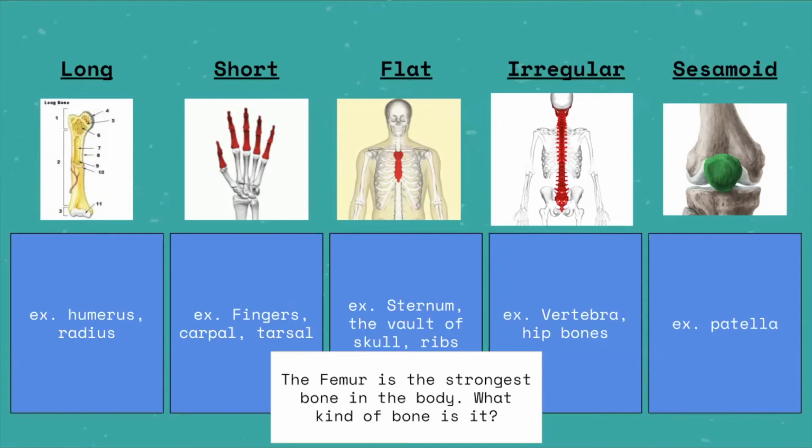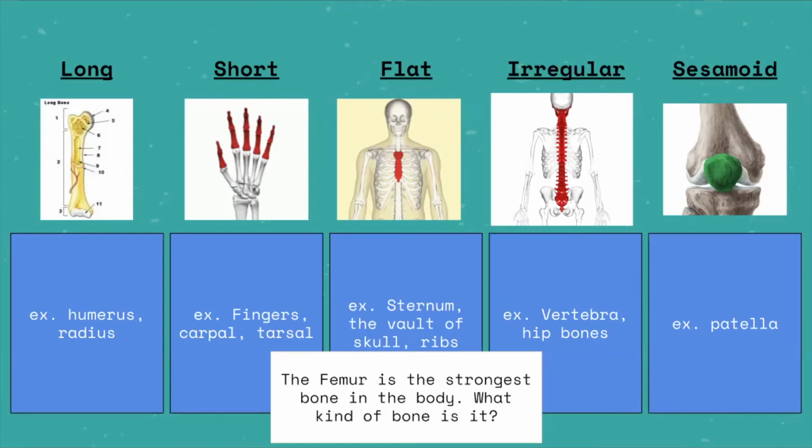And we have short bones. An example of those would be the phalanges that we talked about last week. The parts that you see in red are our phalanges: distal, proximal, and intermediate phalanges. And we have flat bones. The example that I wanted to give for flat bones is the sternum.